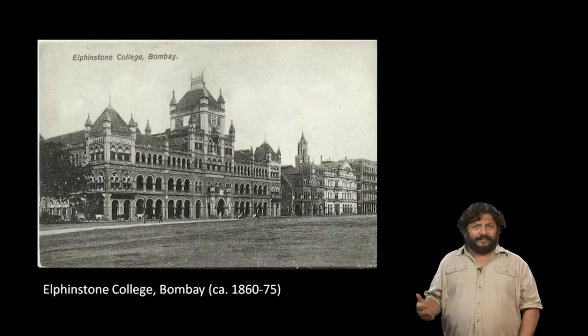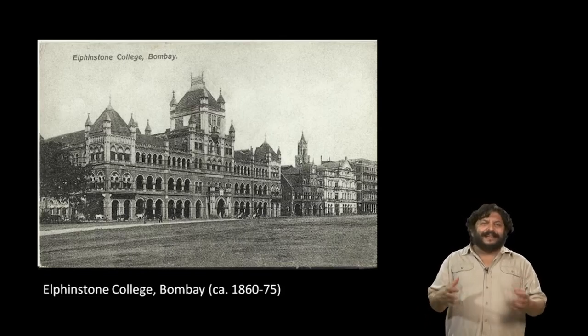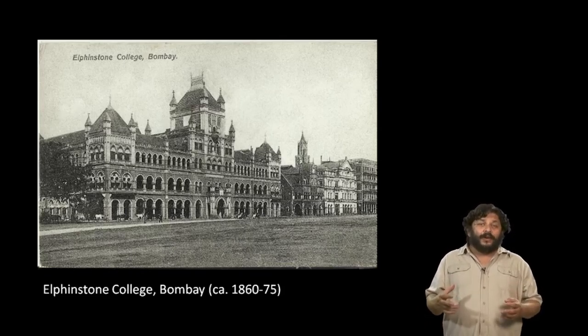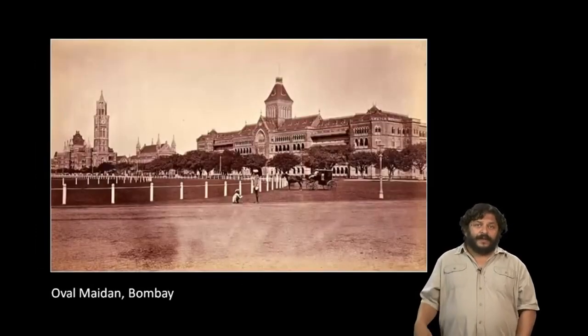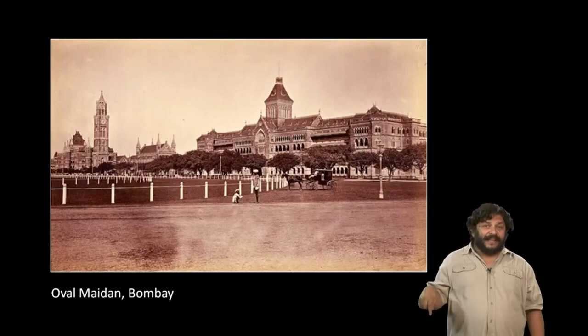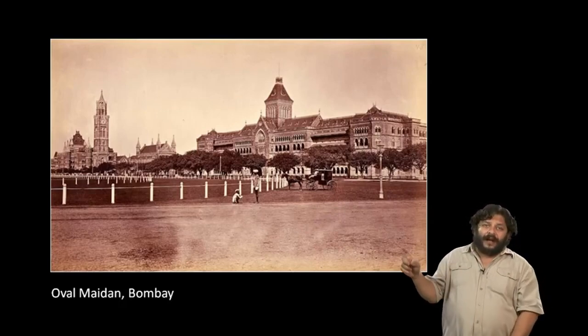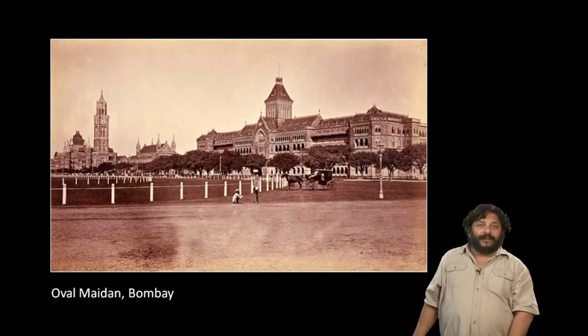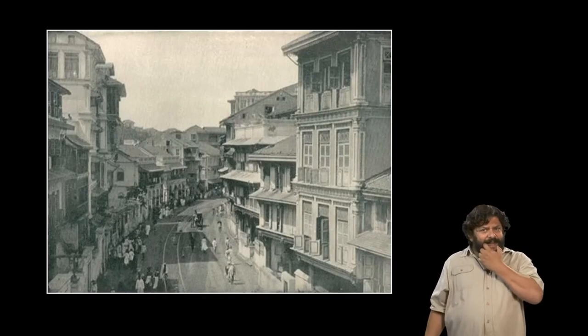Again, more buildings in Bombay being constructed till a point that there is a density of these buildings making it look like it might be a part of London. And so when you stand at the big public fields like the Maidan, you see on all sides around you umpteen number of buildings in Victorian Gothic.